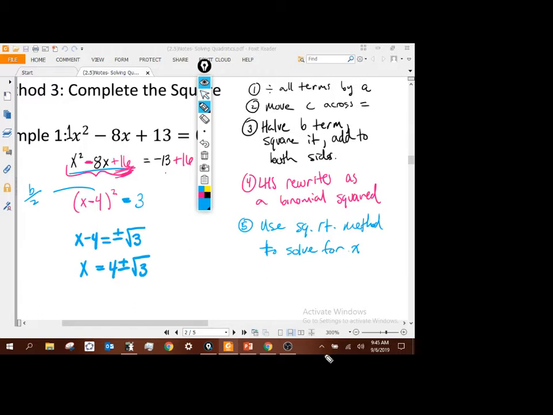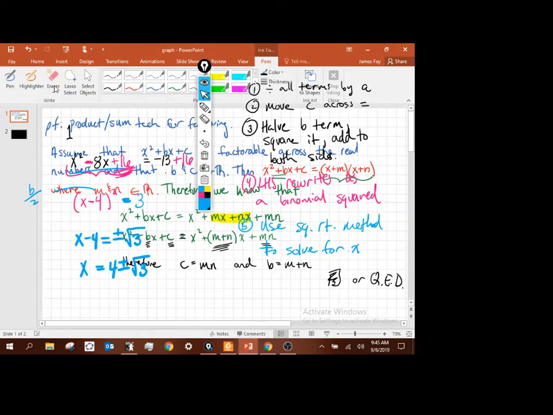I want to talk about why the quadratic formula always works. So we're doing another proof. This one I'm not going to do in full, just to save a little bit of time.